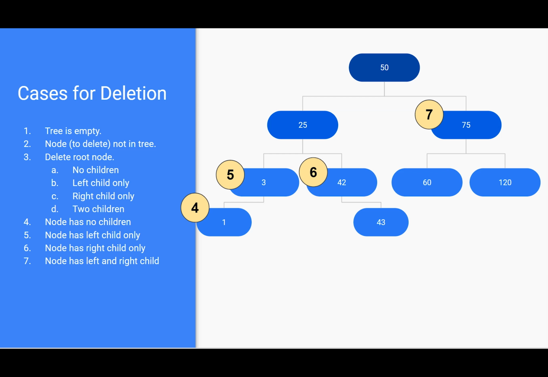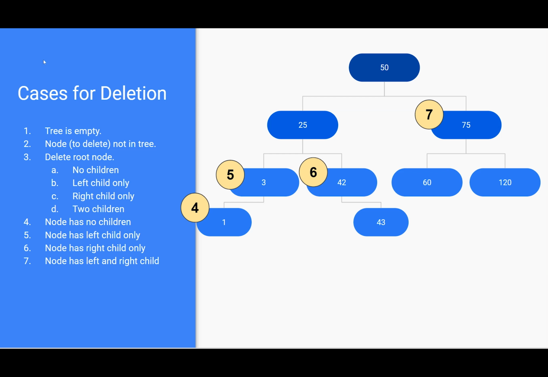The first case is that the tree is empty. When this happens, you're trying to delete something from an empty tree. Obviously, you're not going to be able to find it, so you just return false to indicate that you didn't find it and you didn't delete anything. Same thing for case 2. If you can't find the node in the tree, you can't delete it from the tree. Just indicate this with your return value, if necessary, and continue.